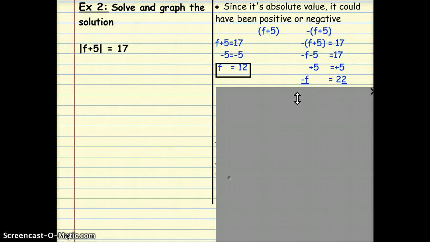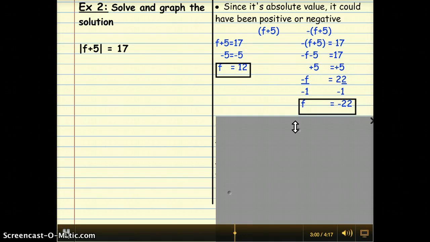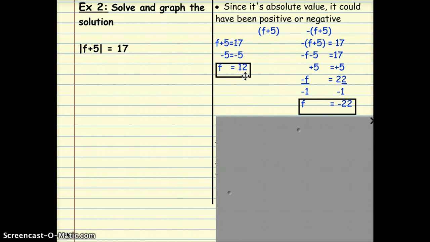But we don't want to know what negative f is. Remember, there's an imaginary 1 there. We just know that as mathematicians. So we divide both sides by negative 1, so we get f equaling negative 22. So f can either be 12 or f could be negative 22, and this would be our answer.